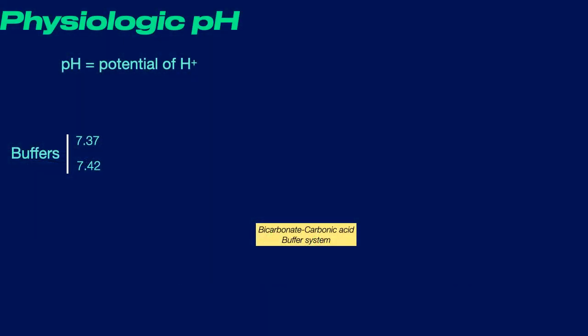All right, so physiologic pH, where pH stands for potential of hydrogen, is a way of quantifying the balance between acids and bases in the body. In fact, pH depends on the concentration of hydrogen ions and can be described with this equation.